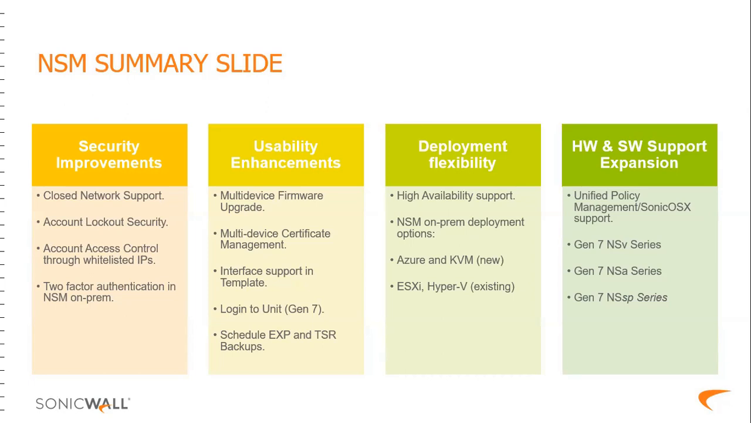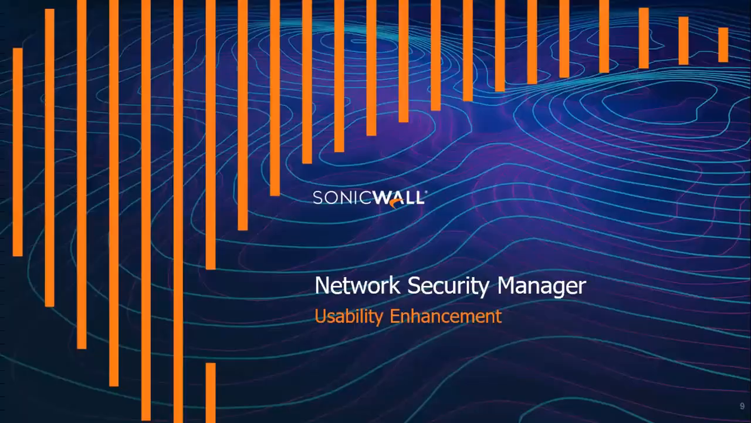In terms of deployment flexibility, they have provided HA support. For the NSM on-prem deployment, they have added new deployment options for you: Azure and KVM. For existing, they have ESXi and Hyper-V. For the hardware and software support expansion, they provided unified policy management for SonicOS X support, also for the Gen 7 NSv series, NSa series, and Gen 7 NSsp series as well.